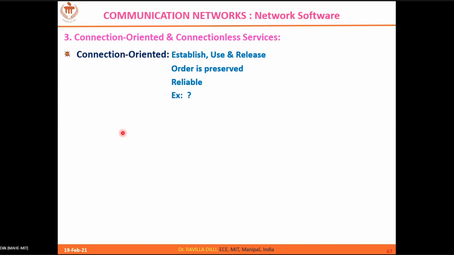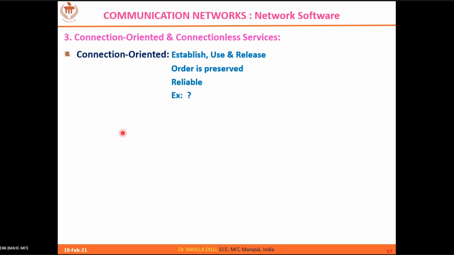Usually the TCP protocol is a connection oriented protocol. When I say connection oriented services, it means they use connection establishment, data transfer, and connection release. These three phases will be there. This is implied. When you are doing this, the order of data is preserved. Once you establish the connection, all your data will go through the same connection, right? So order of data is guaranteed here.